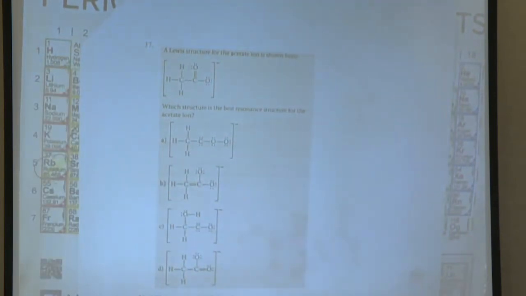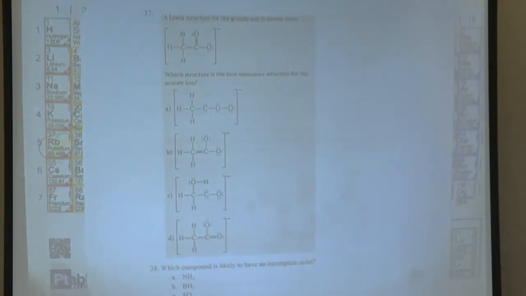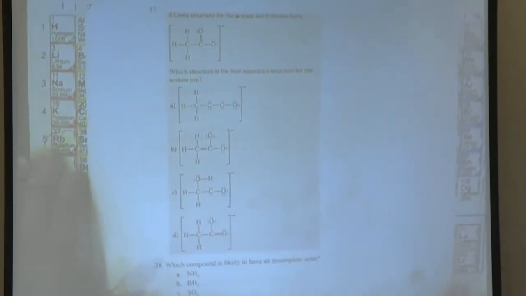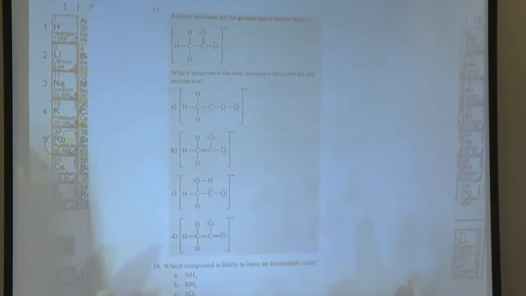37. A Lewis structure for the acetate ion is shown here. Which structure is the best resonance structure for the acetate ion? So if we look at this, a lot of things go into finding what the best resonance structure is, but for the most part, something that's super important is formal charge. Formal charge is always super important.